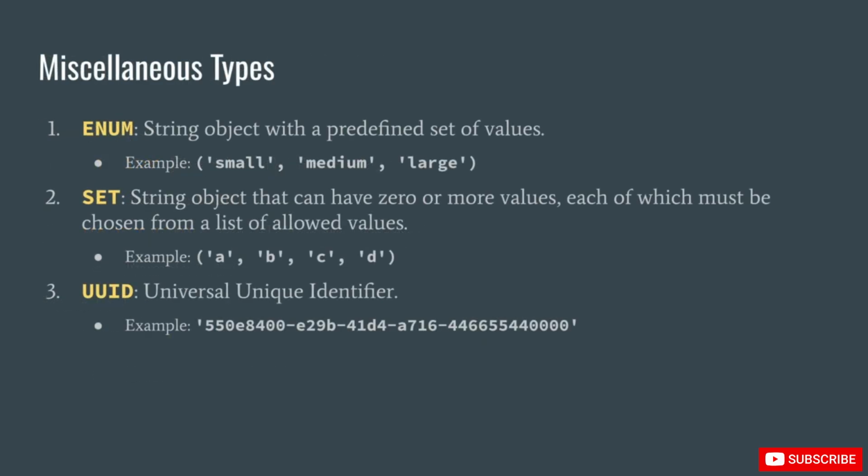Enum, set, and UUID are some interesting data types. First, enum is like a menu of options for your data, allowing you to choose from a predefined set of values. Think of choices like small, medium, and large. Set, on the other hand, lets you store multiple values from a predefined list, offering flexibility in your data choices. Imagine it like choosing multiple toppings for your pizza from A, B, C, and D. Lastly, there's UUID, a Universal Unique Identifier. It's a special type of identifier designed to be unique across systems, looking something like what you see here.